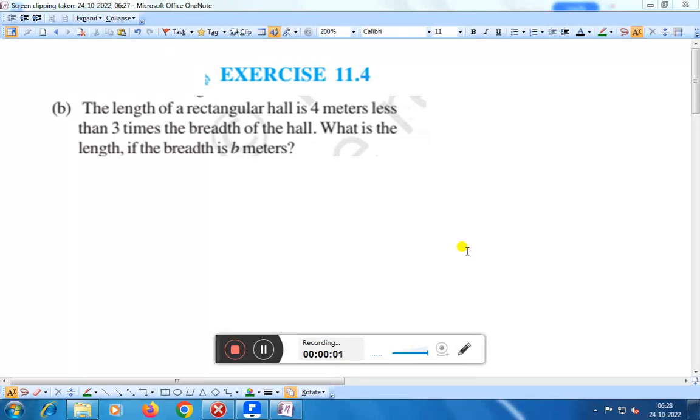Hello everyone. Today we shall discuss exercise 11.4 question number 1B. The length of a rectangular hall is 4 meters less than 3 times the breadth of the hall. What is the length if the breadth is b meters? Let us take a hall like this.